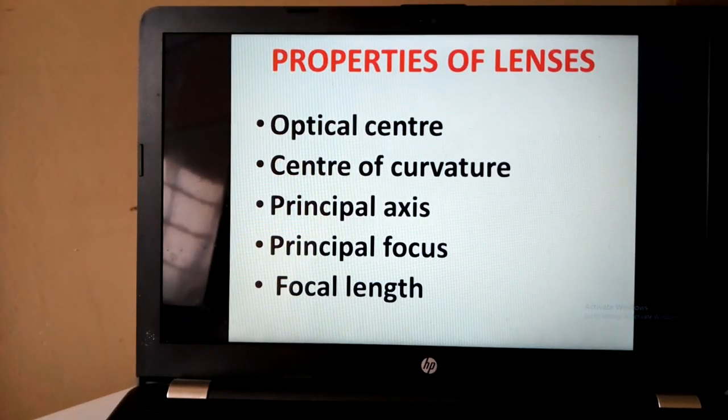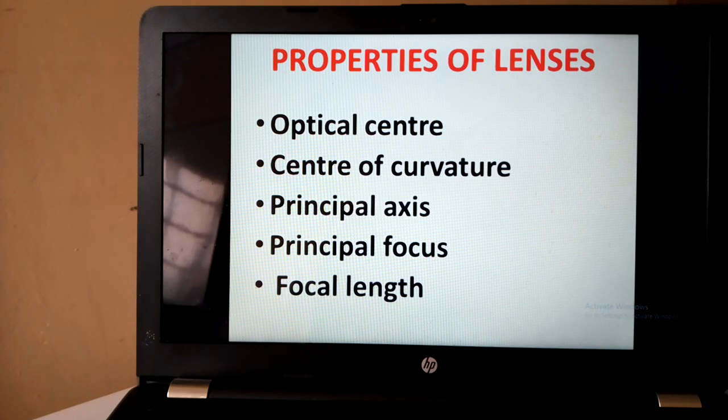So, properties of lenses. Okay? We have to look at optical center, center of curvature, principal axis, principal focus, and focal length. What do we mean by these? These are properties of lenses.